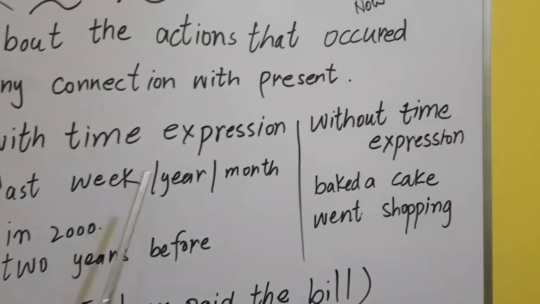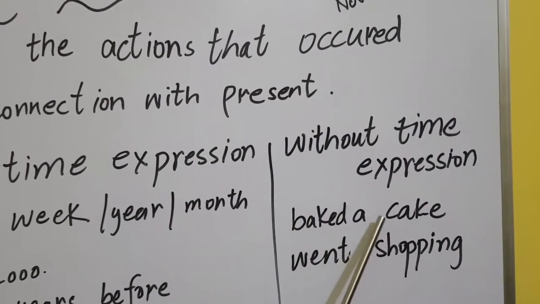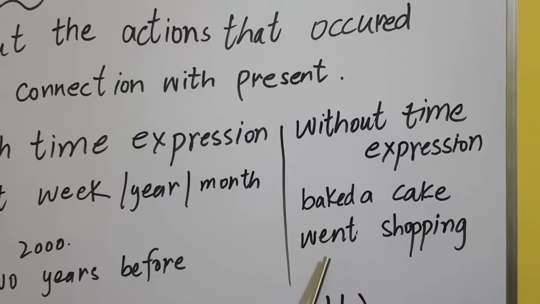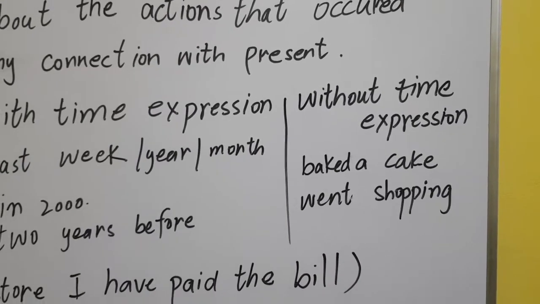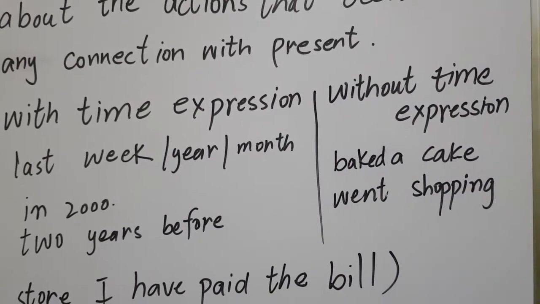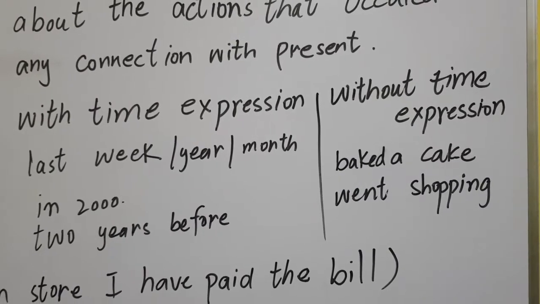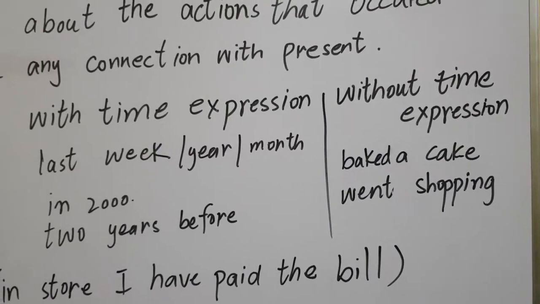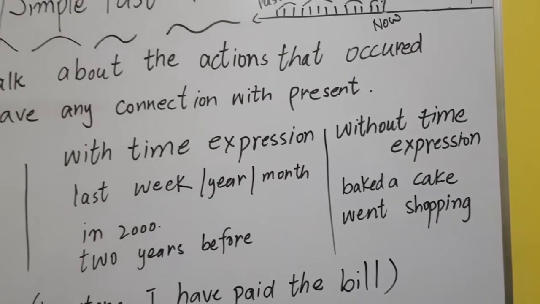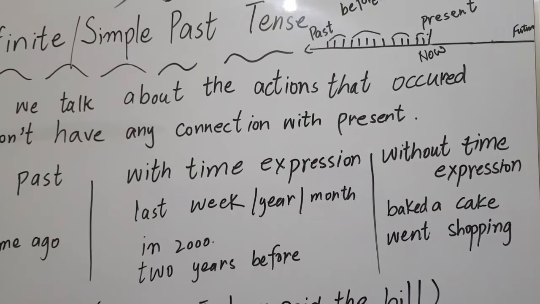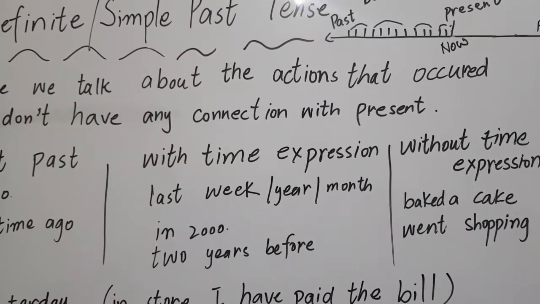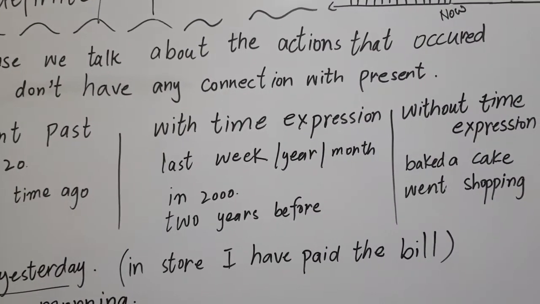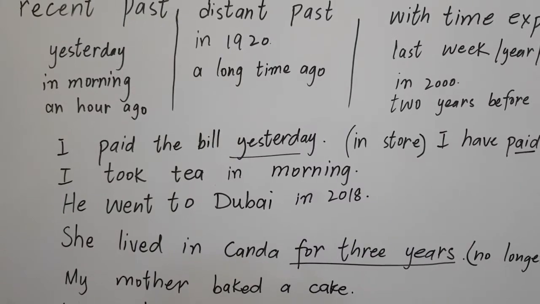Similarly, the next one, without time expression, just like: my mother baked a cake, we went shopping. So if there is no time expression, these actions mostly come in the recent past category. Like my mother baked a cake, it means my mother recently baked a cake, or she went shopping, that a little while ago she went for shopping. Have a look at examples.